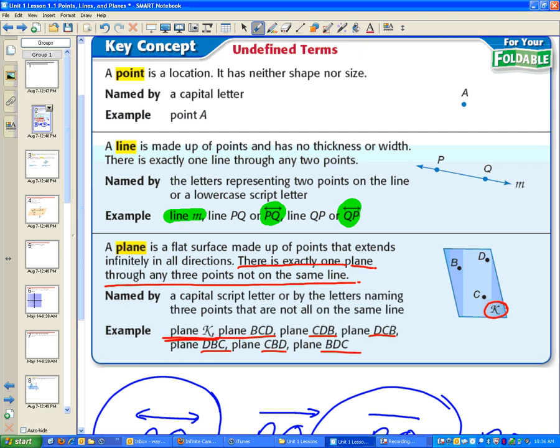All right. So, point, line, and plane do not have definitions, but that doesn't mean we don't know what they are. A point is a location. A line is made up of points, has no thickness or width, and you can get one line through any 2 points. A plane is a flat surface that goes on forever, and for any 3 points not in the same line, there's only one plane that contains them. Okay? So, those ideas, those descriptions, those examples are part of your learning targets, so you need to understand what we've done so far. So are there any questions?